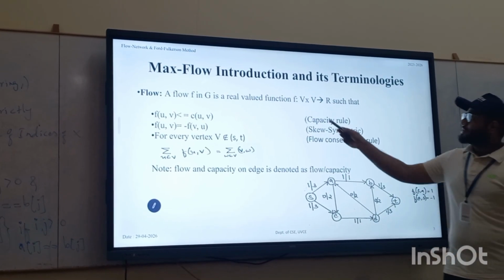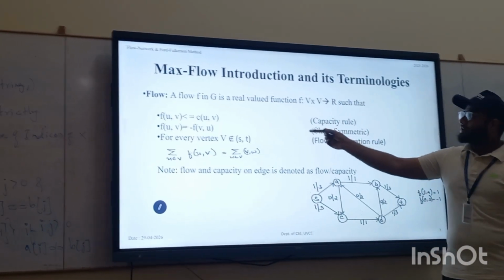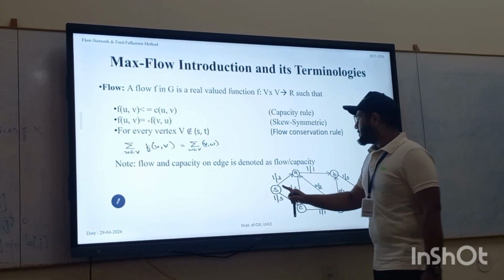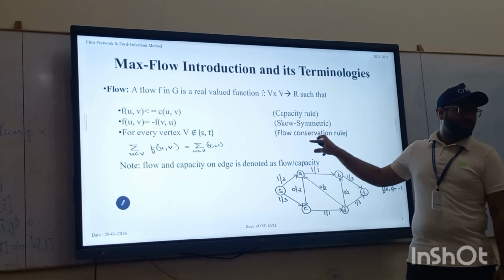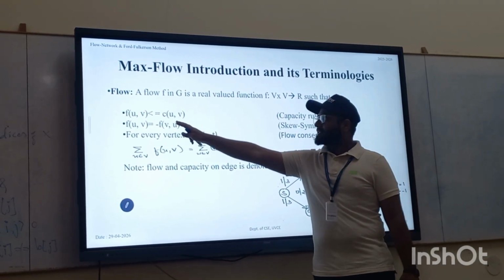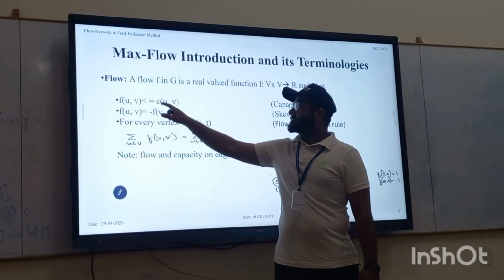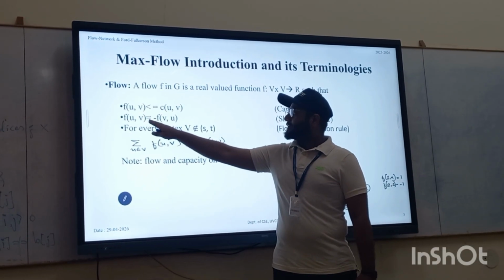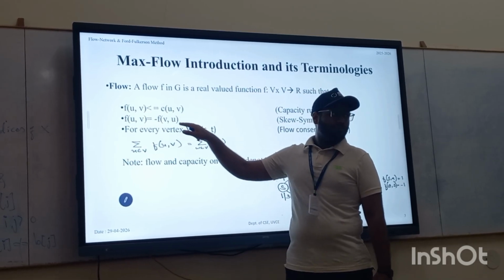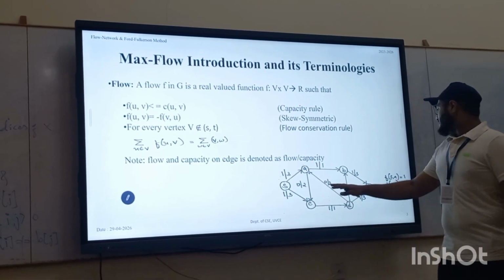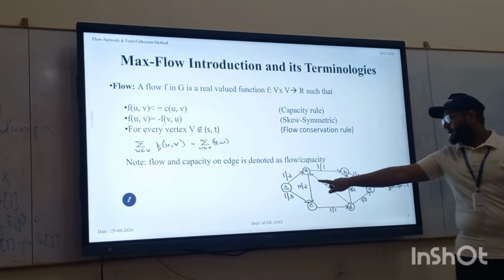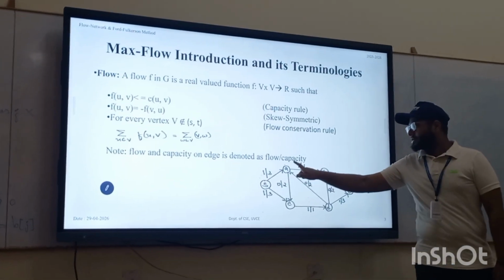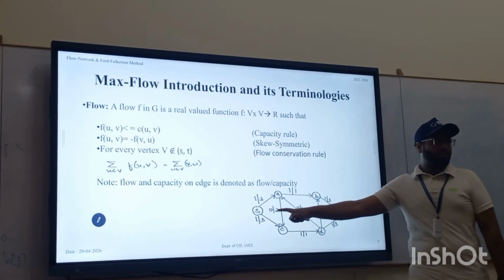For having a valid flow function, you need these three criteria. One, the flow from U to V, from one vertex to another, should be less than or equal to the capacity. Two, f of U comma V is minus f of V comma U. That means if f of S comma A is 1, that is flow, not capacity, then the flow from A to S will be minus 1.